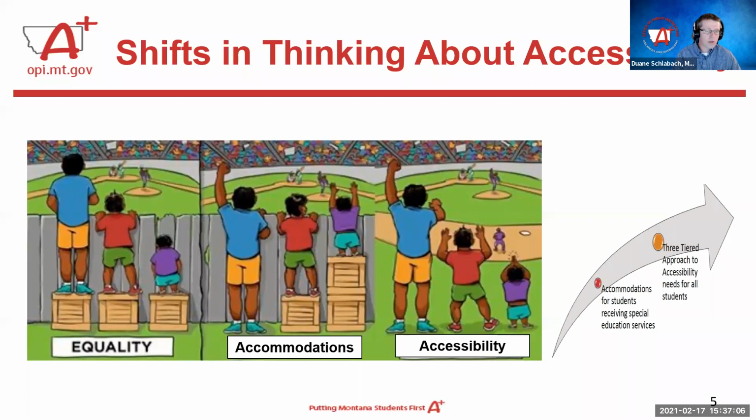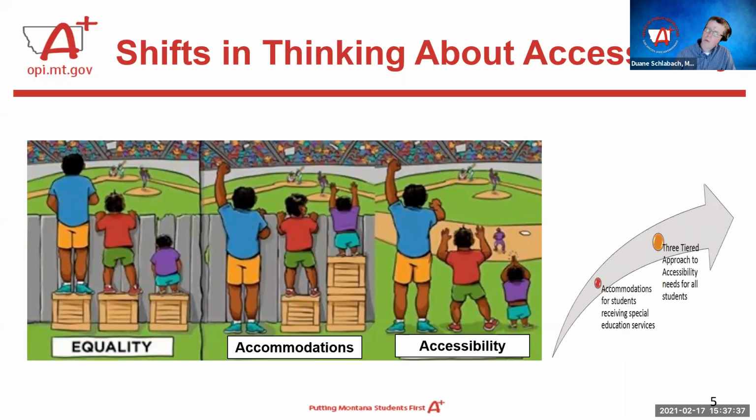Now, there will always be a need for accommodations in various systems. The concept of minimizing systemic barriers for the good of all students is the focus of accessibility and inclusion in this session on ensuring meaningful participation for all kids. So you look at this graphic, which shows that shift in thinking that includes providing accommodations for students receiving special education services and a 3-tiered approach to accessibility needs for all students.